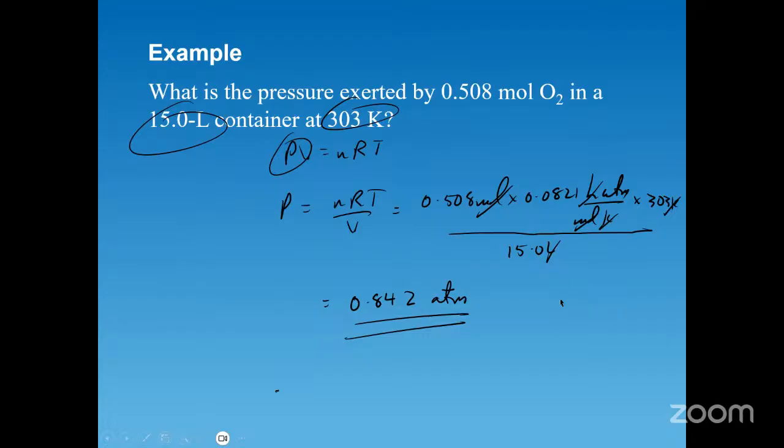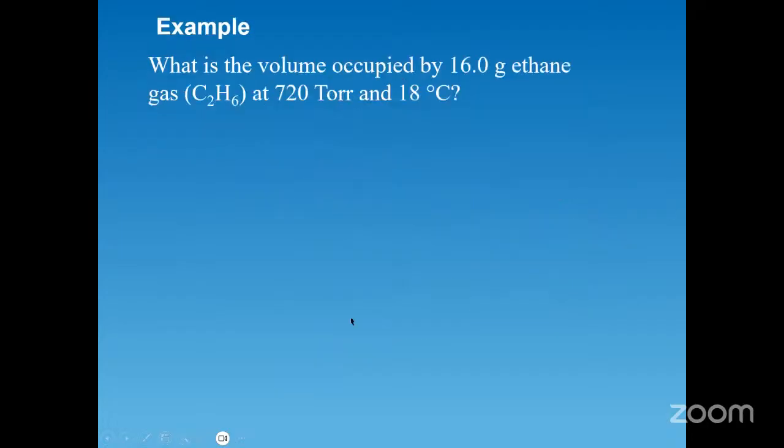Okay, so another example. Now let me hear what you have to say about this one. This question is asking for the volume, right, of a gas. It gives you the mass of the gas. It gives you the formula for the gas. It gives you the pressure in torr, and it gives you the temperature in degrees Celsius. So how will you tackle this?